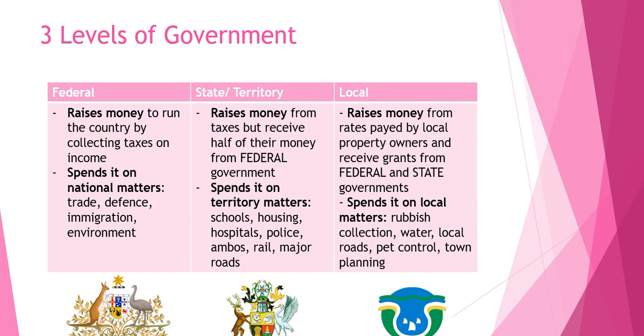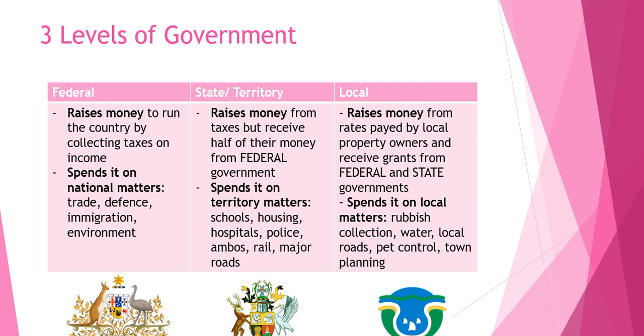The second level is the state or territory. They raise money from taxes again, but they also receive half of their money from the federal government. The federal government gives money to states and territories, and it is spent on state matters: schools, housing, hospitals, police, ambulances, railways, and major roads. Those are important things that affect the state.